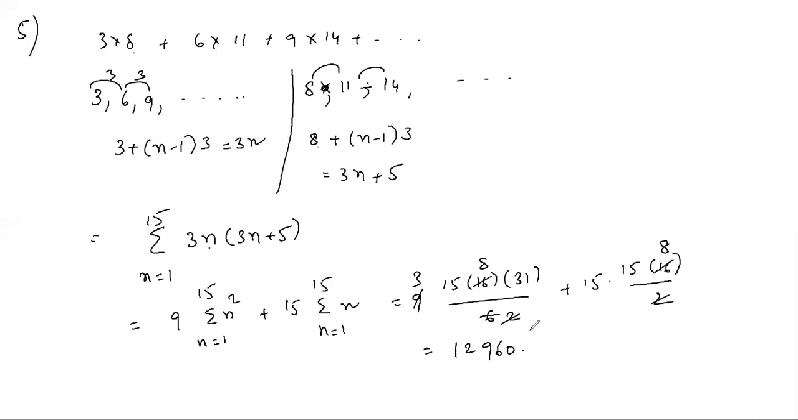Okay, understand this one? First you have to write the nth term and you have to apply sigma notation. n into n is n square, n into 1 is n. Sigma n square is n into n plus 1 into 2n plus 1 by 6. Sigma n is n into n plus 1 by 2. Here we have to find the sum of 15 terms, so the value is 15.